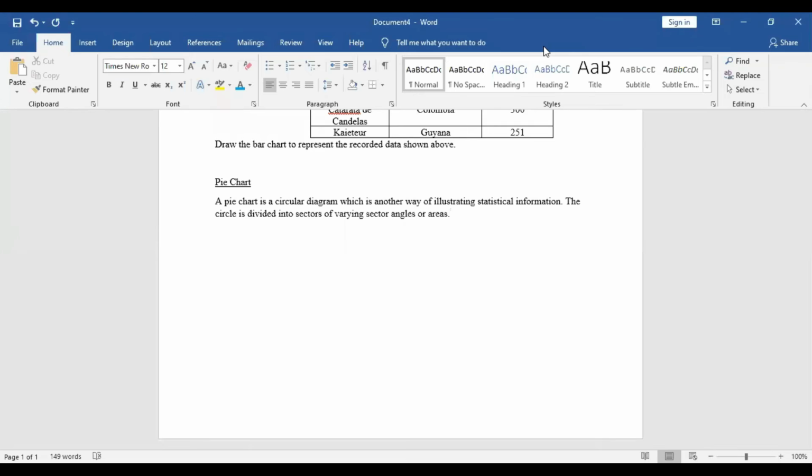All right. So a pie chart, like I said before, is a circular diagram, which is another way that we use to illustrate statistical information. Now, the circle diagram is divided into sectors of varying sector angles or areas. All right, so this is, in a little nutshell, what a pie chart is all about.